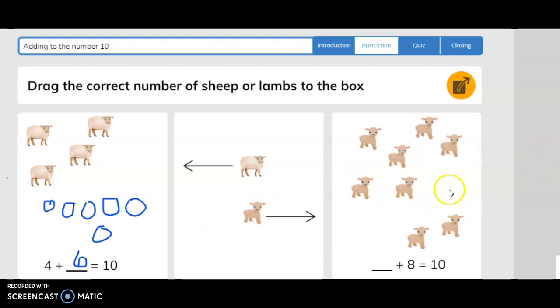Now let's go to these cute little lambs over here. We have 1, 2, 3, 4, 5, 6, 7, 8. What plus 8 will give me 10? So we have 8 already. Then I can put 8 in my head, and then I'm counting on. So here we got 9, and we have 10. So I would need 2 extra lambs. So my answer would be 2. 2 plus 8 will give me 10.